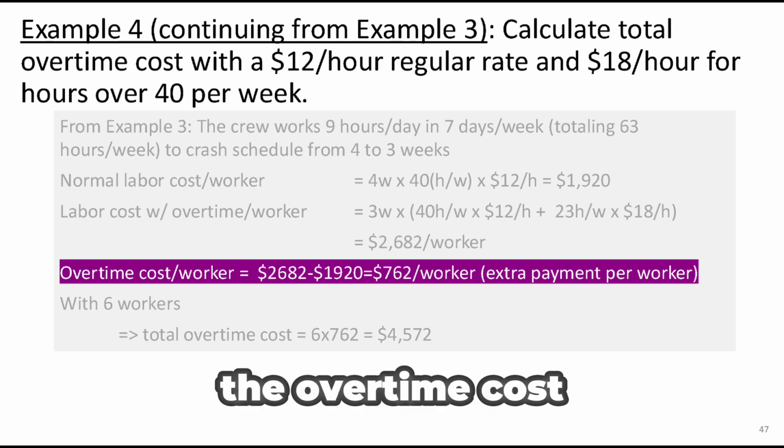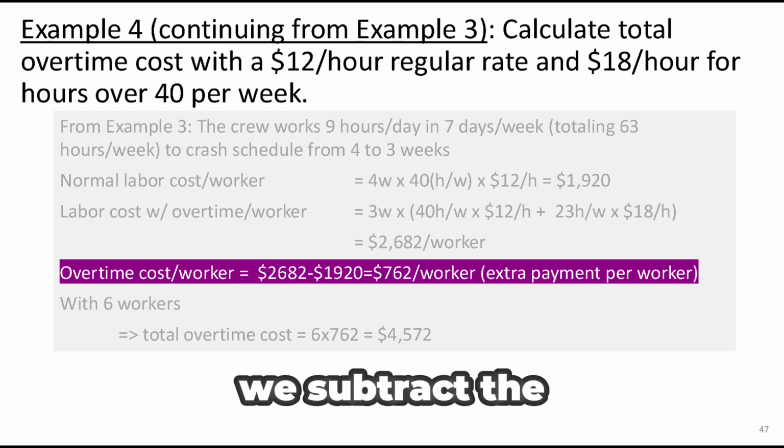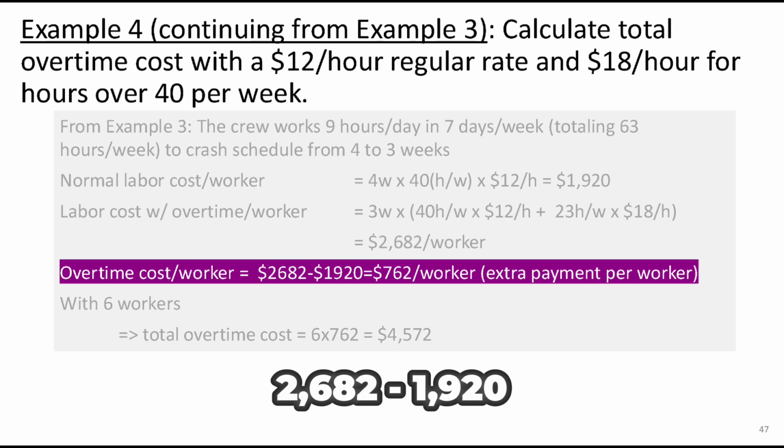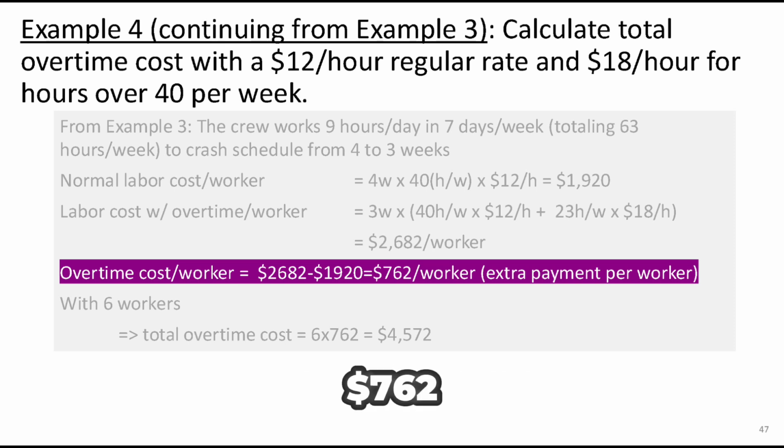Now, let's calculate the overtime cost per worker. We subtract the normal labor cost from the total with overtime, $2,682 minus $1,920. That gives us $762.